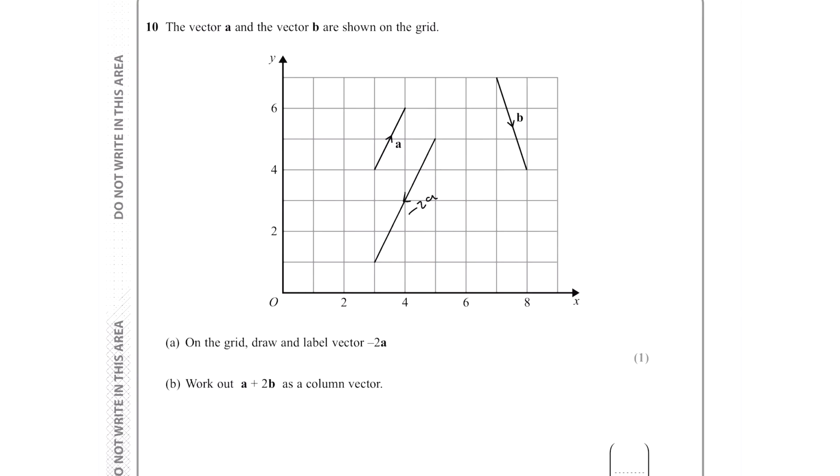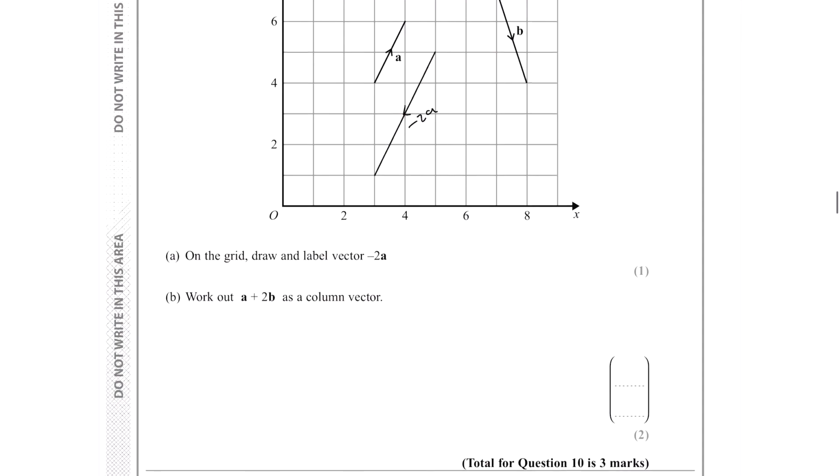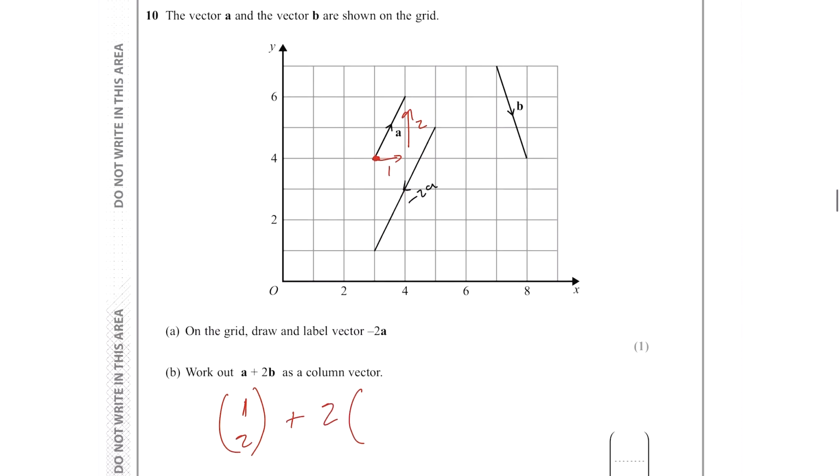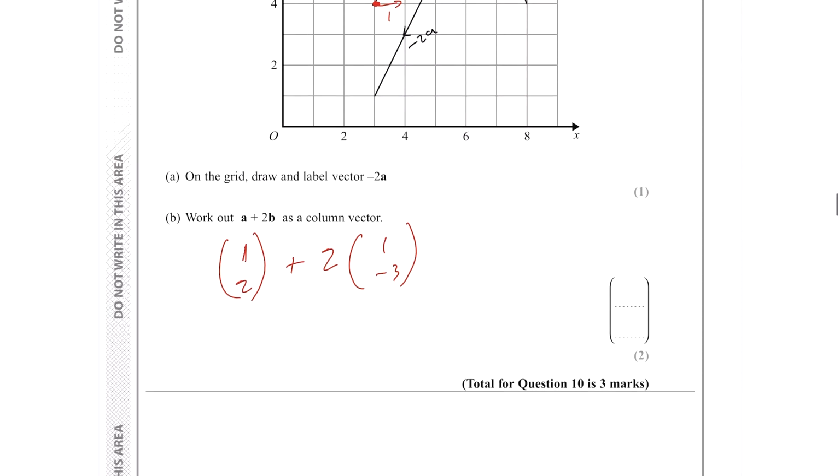Now the next one says work out A plus 2B. So if you pick a point on A, this point here, we're going to go 1 across and 2 up. So that becomes 1, 2 as a column vector, and then we're going to add that to 2B. So it's 2 times B. We have B here, and we're going to choose this point because that's where it starts. We go 1 to the right, and then we're going down, so it's negative 3. So that becomes 1, negative 3.